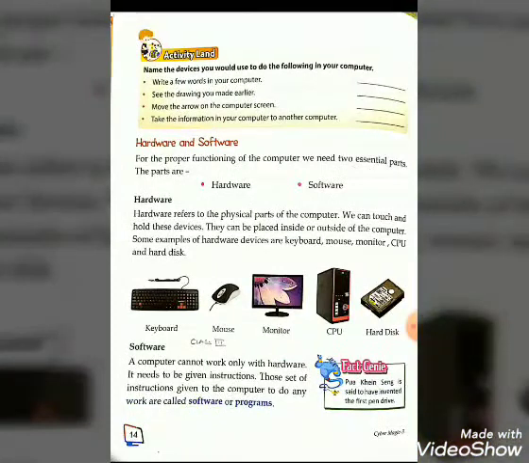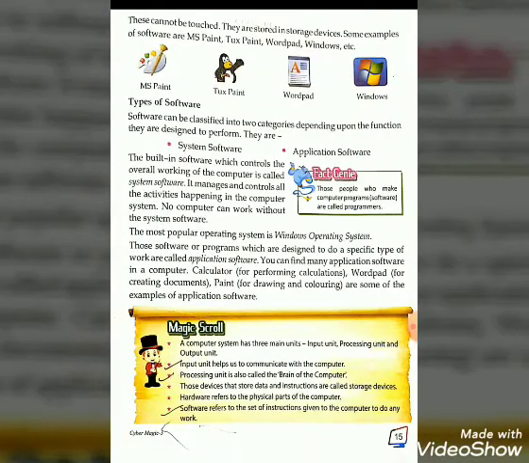Here you can see, my dear students, a computer cannot work with hardware alone. It needs to be given instructions. Those sets of instructions given to the computer to do any work are called software, and these cannot be touched. Means software cannot be touched. They are stored in storage devices. Some examples of software are MS Paint, TuxPaint, WordPad, Windows, etc. You can also see the pictures shown on page number 50.